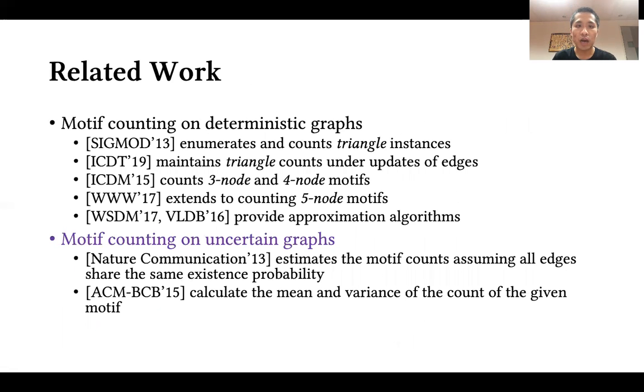In the literature, motif counting is extensively studied in deterministic graphs. People start from the triangle count, and then further study the 3-node and 4-node motifs, 5-node motifs, and they also use approximation algorithms to further speed up. In uncertain graphs, motif counting only has few works. The state-of-the-art one is the ACM BCB50. It calculates the mean and variance of the count of a given motif, which is quite similar to our problem definition.